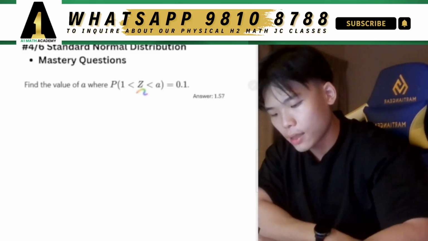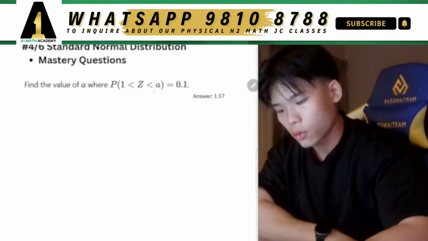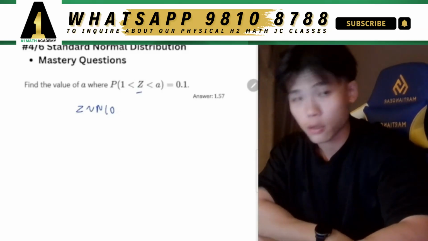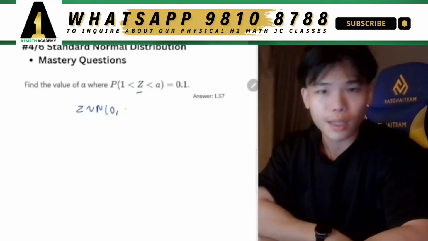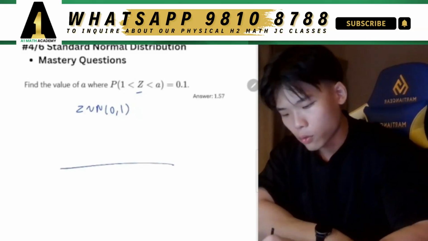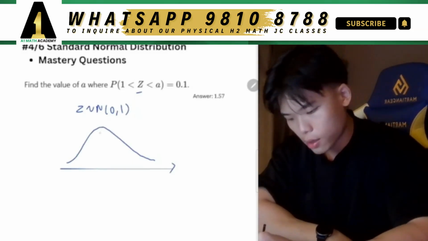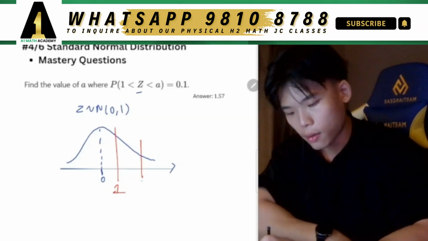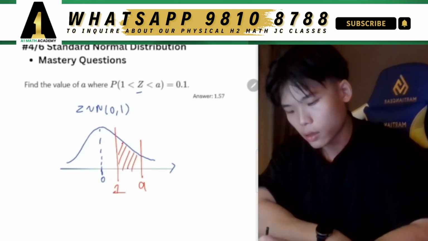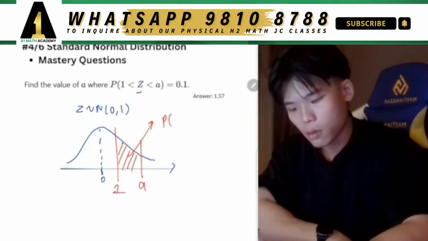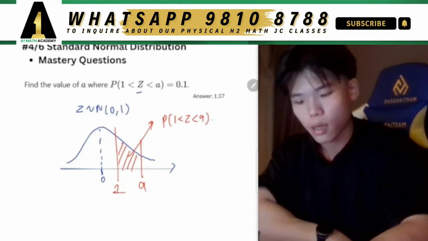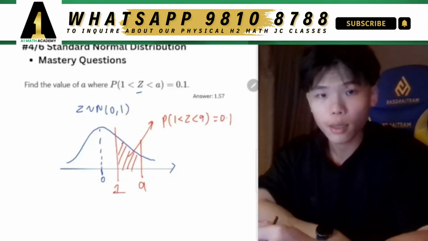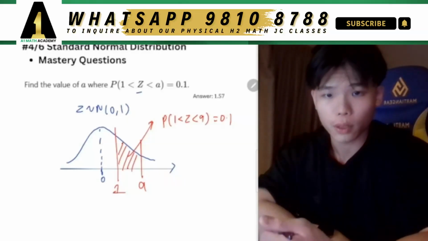We have a standard normal graph over here. So we know that Z is normally distributed with a mean of 0 and a variance and standard deviation of 1. If I draw this, let's say here is 0, and from 1 to A, this whole area is represented by P(1 < Z < A) equals 0.1. So now we want to find out what is A. How exactly can we tackle this?